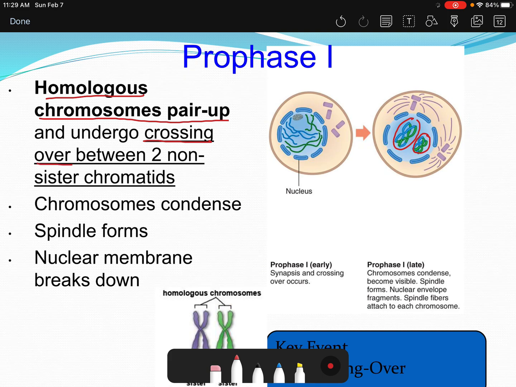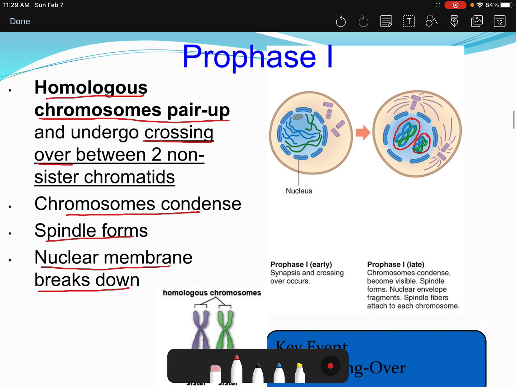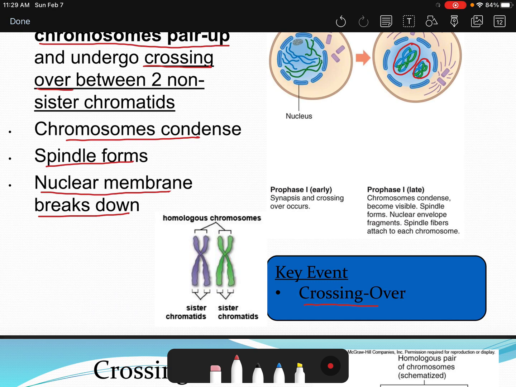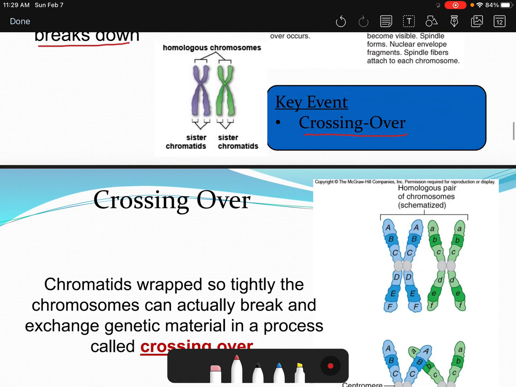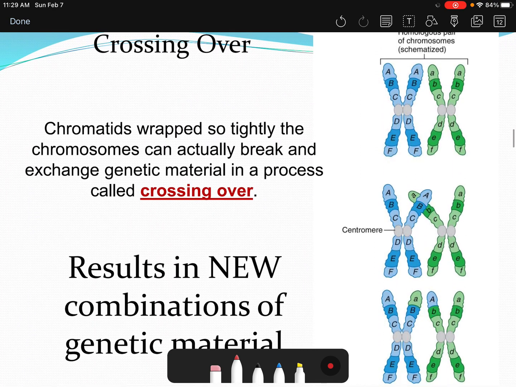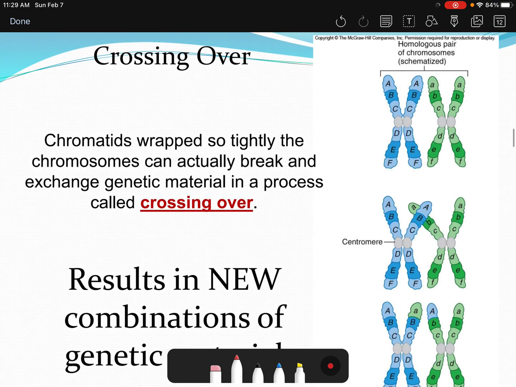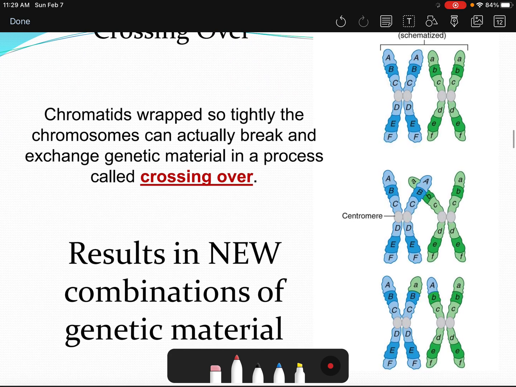where they actually can exchange some genetic material. Your chromosomes are still going to condense, your spindle fibers are still going to form, and your nuclear membrane is still going to break down along with the nucleolus. So those similar things that happened in mitosis are still occurring here in prophase 1 of meiosis. But the big event is crossing over, and we're going to show you what that looks like in this next slide. So crossing over means that part of the homologous chromosomes actually exchange genetic material.